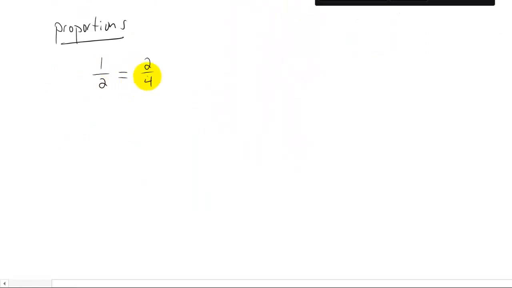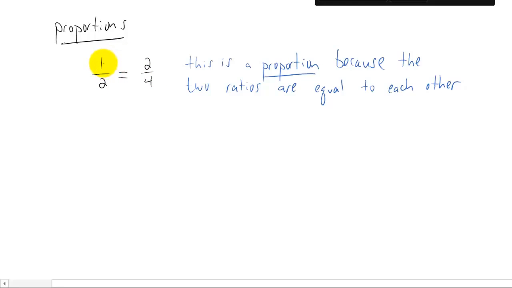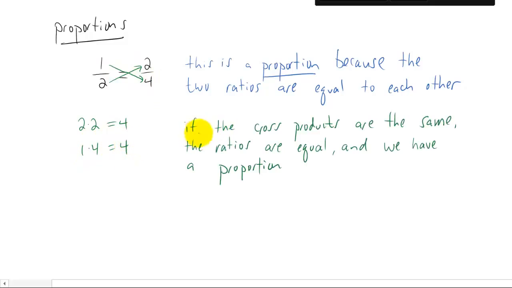This is an example of a proportion right here because we have 2 ratios that are actually equal to each other. 1/2 is equal to 2/4. Now I think that most of you right off the bat know that the ratio 1/2 is equal to the ratio 2/4. But if this were a more complicated problem, how would you test this to see if this was a proportion, if these were equal to each other? Well, what you can do is find the cross products of this ratio. If you multiply these 2 numbers here, you have 2 times 2, that equals 4. And if you multiply these 2 numbers, that's 1 times 4, that equals 4. So what we can say is, if the cross products are the same, then the ratios are equal to each other, and we have ourselves a proportion.